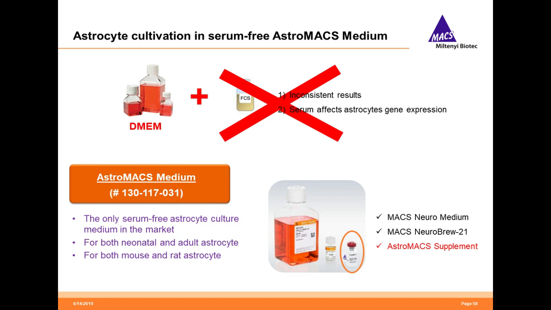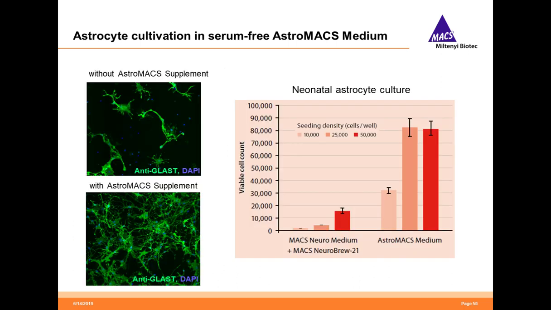So therefore, we developed the AstroMACS medium, and this is the only serum-free astrocyte medium on the market, and it can be used for neonatal as well as adult mouse and rat astrocytes. This is a medium that contains the MAX Neuro medium, the MAX Neuro Pro 21, and in addition, a MAX AstroMACS supplement, which really improves the astrocyte culture. That we can also see on this slide.